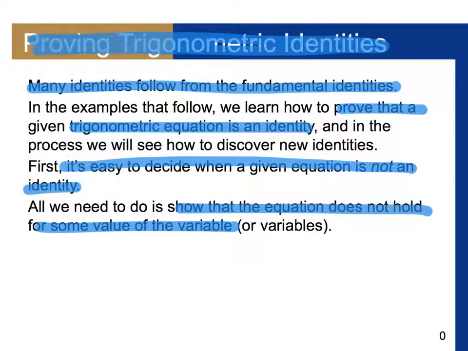Okay, so when we want to prove that it's not an identity, or if we get an example where it's not true, then we know it's not an identity, because remember, identity is always true. So if we find a case where it doesn't work, then we're done. We can say it's not true.